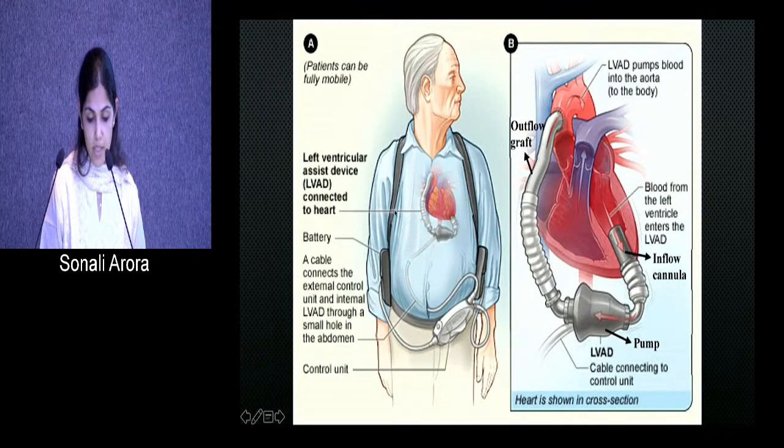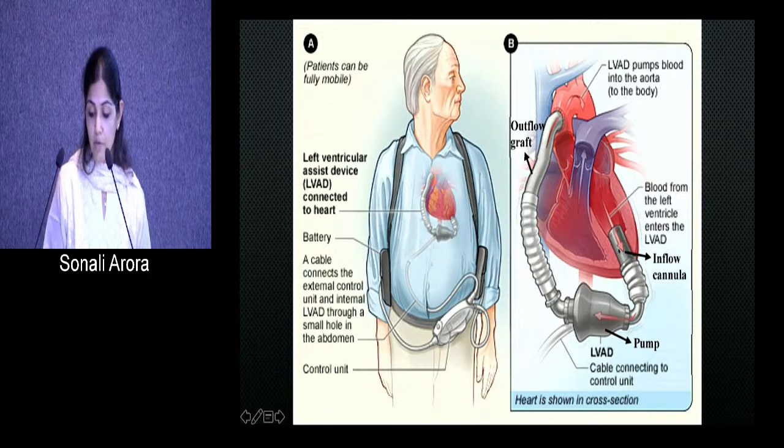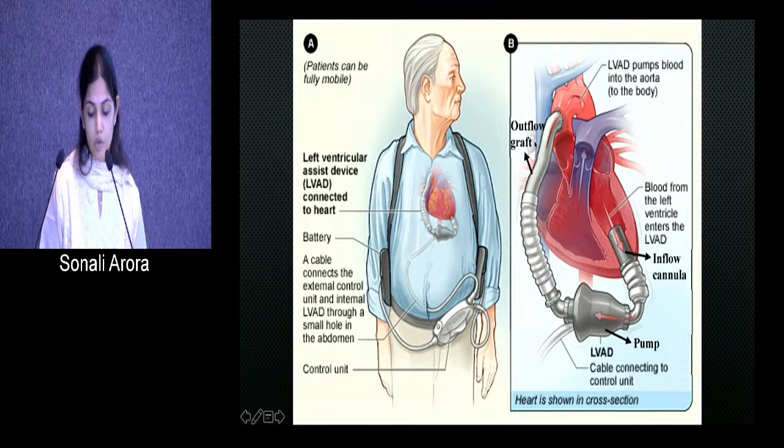So here, as you can see, this is the battery which patients wear, a cable connecting the external control unit and the internal VAD through a small hole in the abdomen, which you call a driveline. There's a control unit here. This is the inflow cannula. Blood from the left ventricle enters the LVAD, which is the pump here, and then goes to the outflow graft. The LVAD pumps the blood into the aorta and to the body. So the circuit becomes like this.